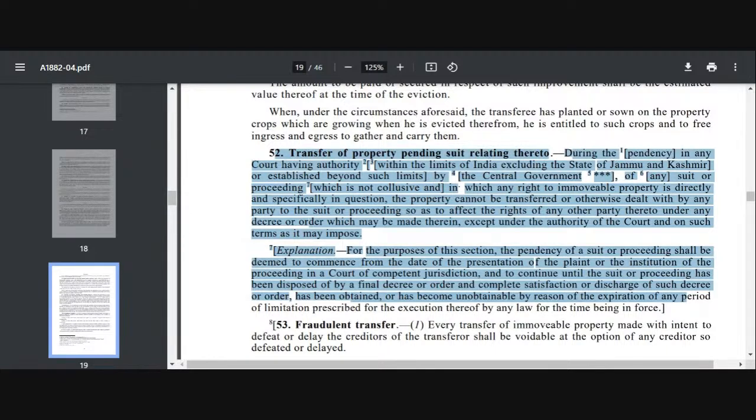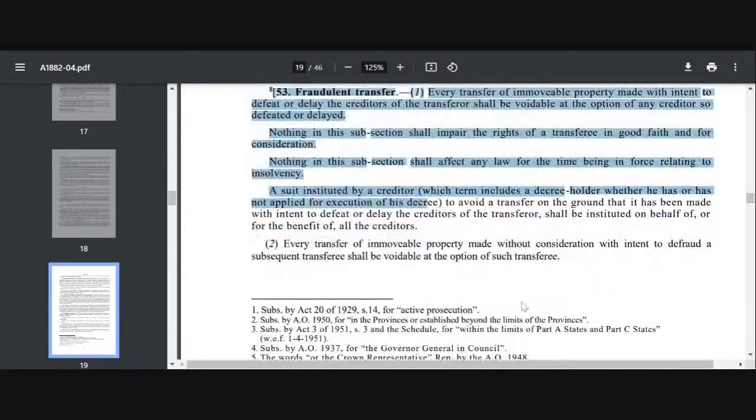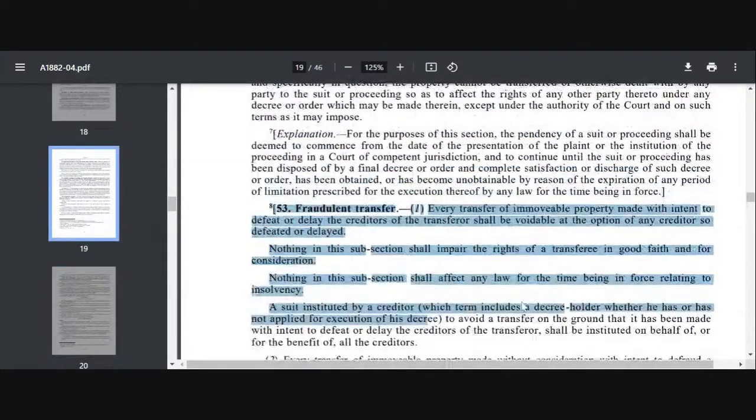Then come to 53. 53 is again an important section. It talks about fraudulent transfer. ठीक है, fraudulent transfer के बारे में यहाँ बात हुई है. So when I talk about fraudulent transfer, it means there are two things here. पहला तो there is a transfer of immovable property and this transfer is fraudulent. That means it is made with the intent to defeat or delay the creditors of the transferor.